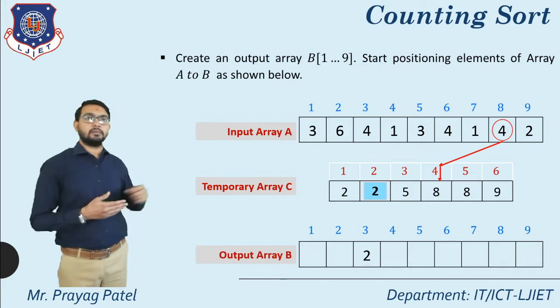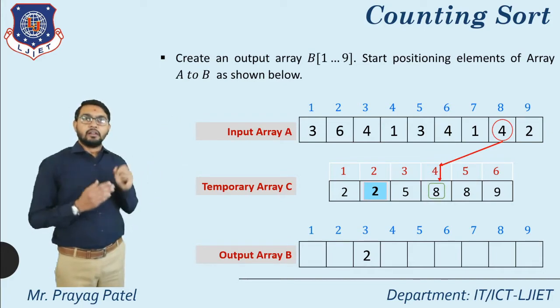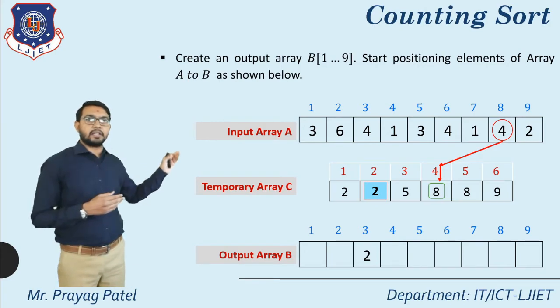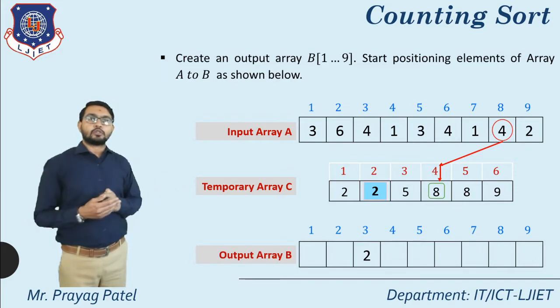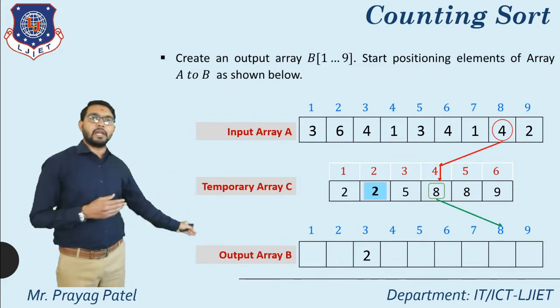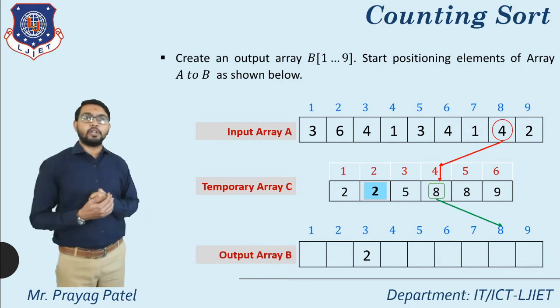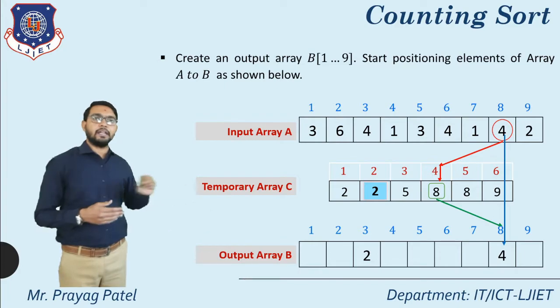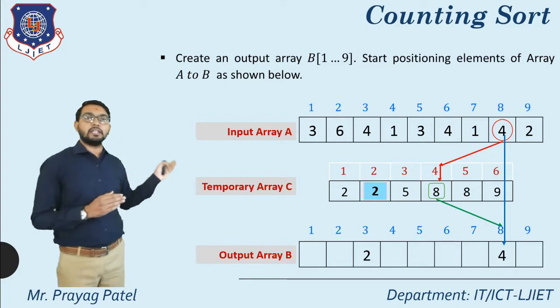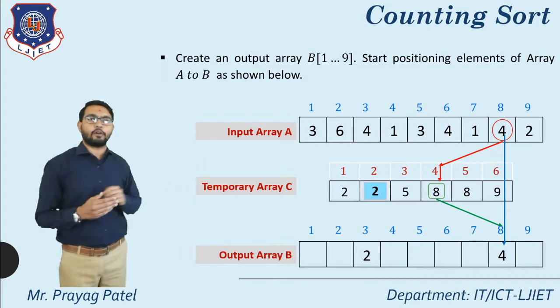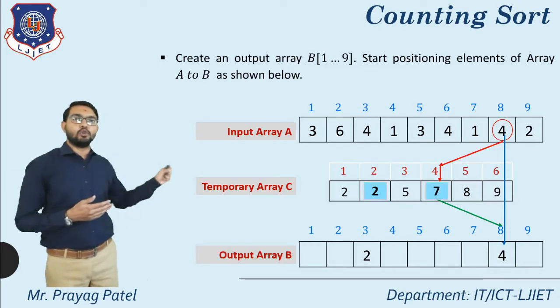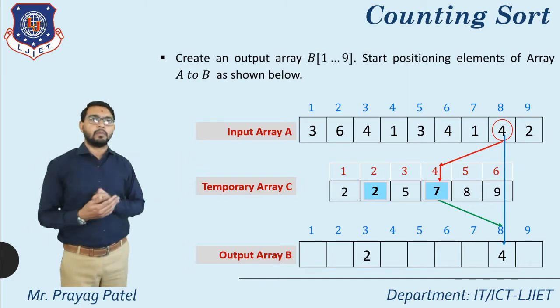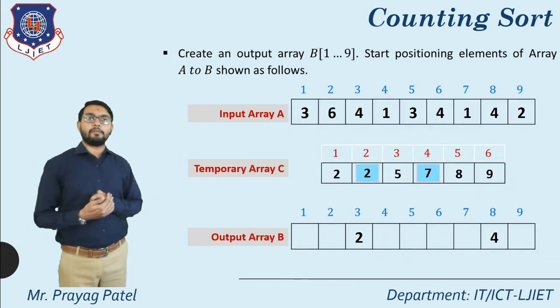Now for the same process, consider location 8, where the value is 4. Then consider C of 4. In C of 4 the value is 8, so consider the 8th location in array B and put the value 4 in location number 8. After that, decrement C of 4, because the old value of C of 4 was 8, but at the 8th location of B we already put one value. That's why we decrement the 8 by 1, and the new value of C of 4 is 7.